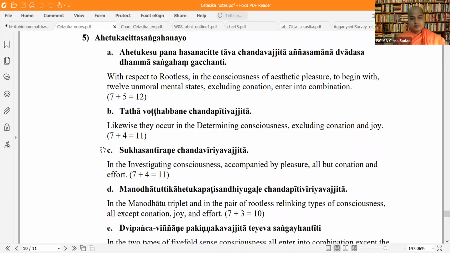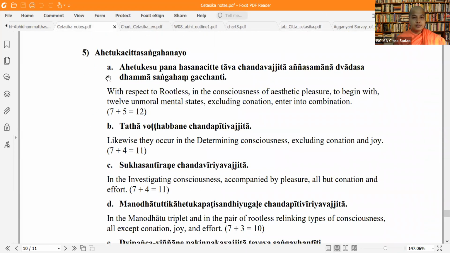And this is the last type of combination, Ahetuka Chitta Sangaha. Ahetuke Hasana Chitte Tava Chandavajjita Annasamana Dvadasa Dhamma Sangaham Gacchanti. With respect to rootless consciousness, in the consciousness of smiling, 12 miscellaneous mental states excluding Chanda enter into combination. Altogether 12 here. This is referring to the Hasituppada Chitta.